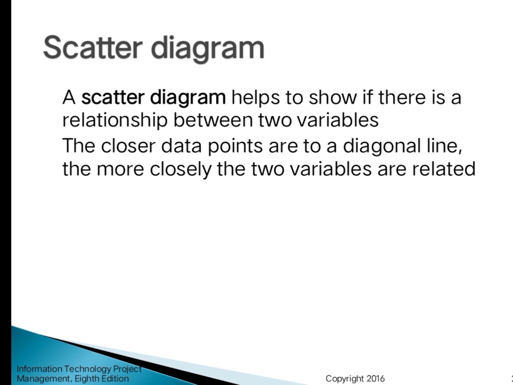So when you say scatter diagram, it means that if two data points are close to each other, it means these variables are related to each other. So here's an example of a scatter diagram.